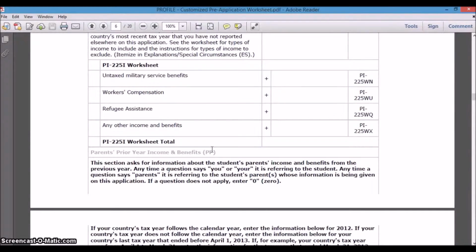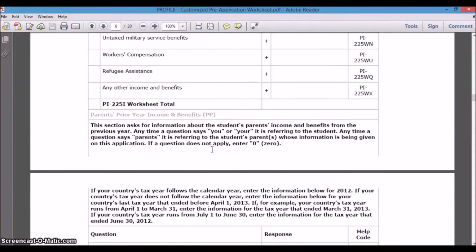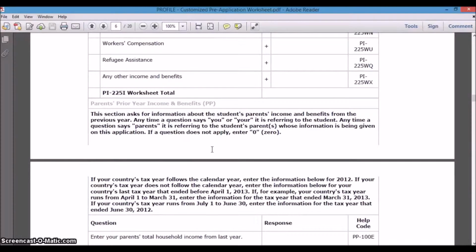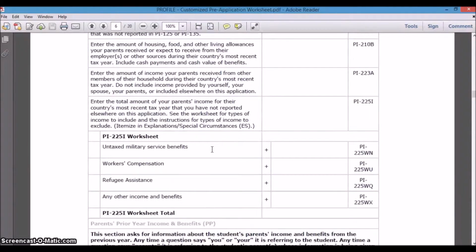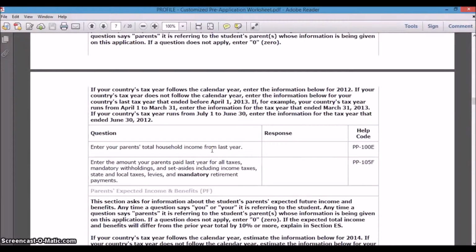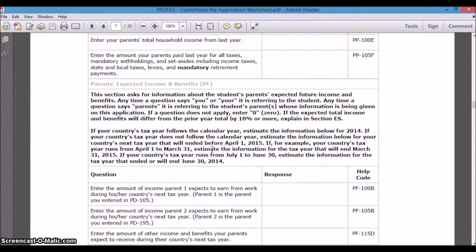The next section is the parents' prior year income and benefits. This section is very similar to the previous section, except it's asking for your parents' income and benefits of the year before. So you use your past year's income and benefits to fill this one out. I know if most of your parents have steady incomes, then this is basically going to be the same as the section above, so the answers in here are going to be very similar. However, if your parents change jobs from last year to this year, then some of the answers here might be different.